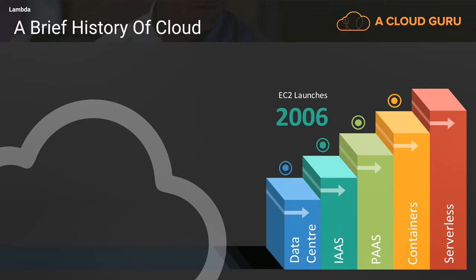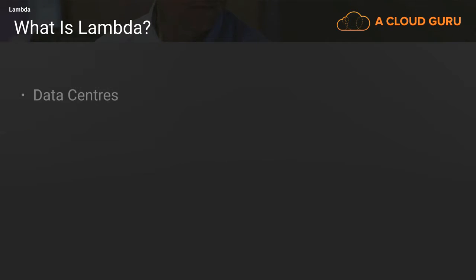And then Lambda was released at re:Invent 2015, and it was a complete game changer because suddenly you didn't have to worry about managing data centers. You didn't have to worry about managing infrastructure as a service. You didn't have to worry about managing platform as a service. You didn't have to worry about managing containers. Amazon takes care of all that for you. Literally, all you have to worry about is your code. So you take your code, you upload it to Lambda, and then you configure an event trigger. So what's going to trigger your Lambda function?